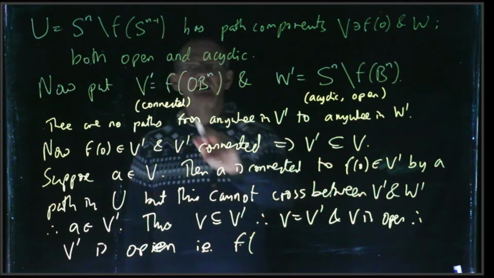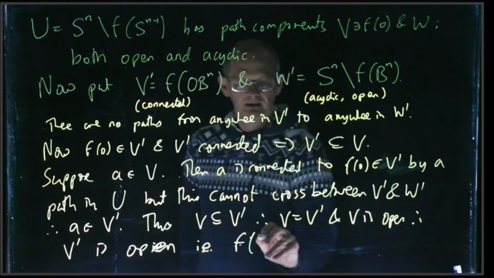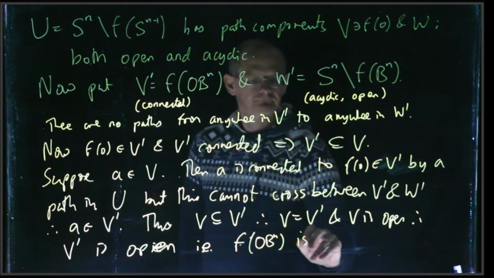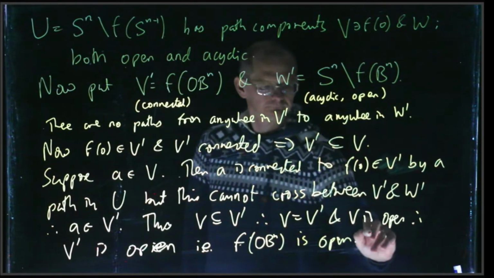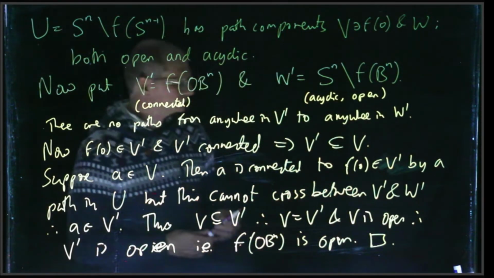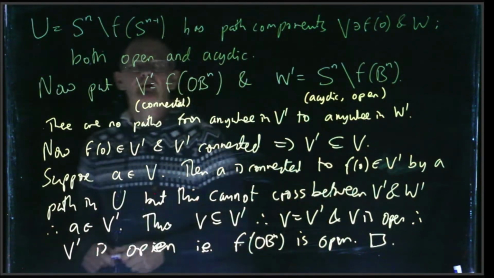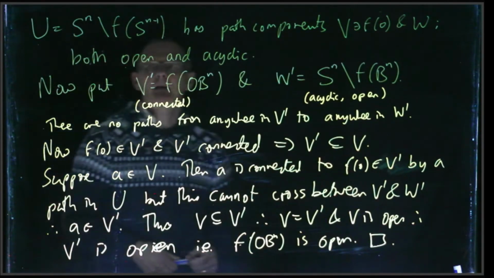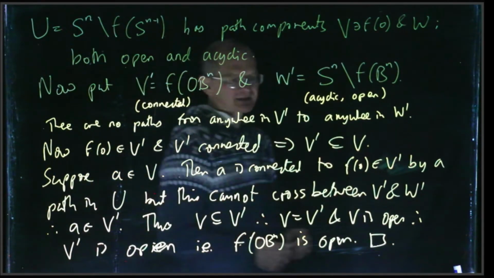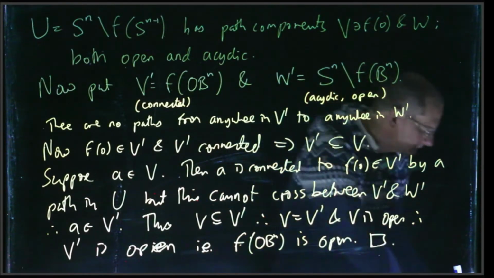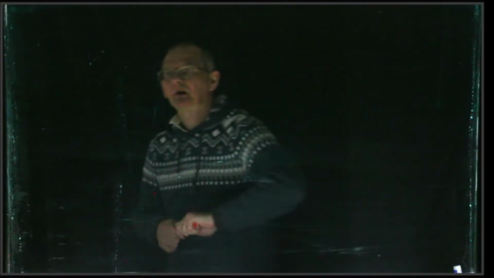V prime was by definition the image of the open n-ball. So f of the open n-ball we see is open. Okay, so that proves this theorem that we stated. We've got a map from the closed n-ball into the n-sphere, and the image of the open n-ball is open. Okay, so now we can prove this theorem that's sometimes called invariance of domain.